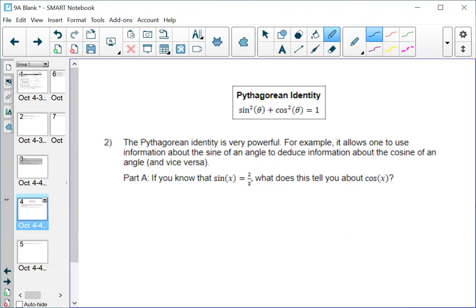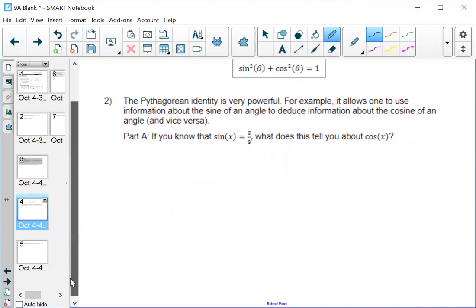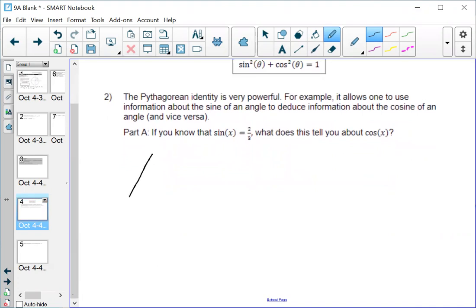2. The Pythagorean identity is very powerful. For example, it allows one to use information about the sine of an angle to deduce information about the cosine of an angle and vice versa. Part A, if you know that the sine of x is equal to 2/3, what does this tell you about cosine of x? Well, let's draw a quick triangle. Here's our right triangle, and the angle is going to be x here in the corner.